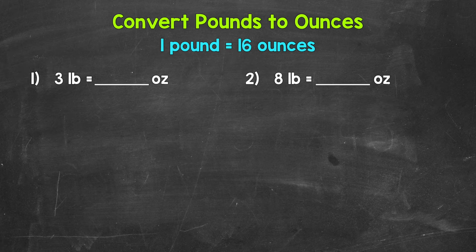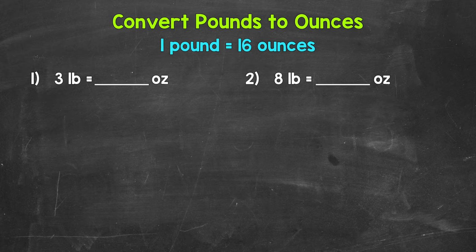In this video, I'm going to cover how to convert pounds to ounces. Now remember, 1 pound equals 16 ounces. Let's jump into our examples, starting with number 1, where we have 3 pounds equals how many ounces?